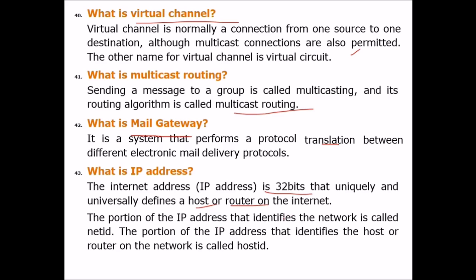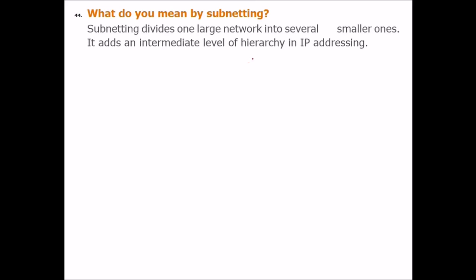The portion of the IP address that identifies the network is called the net ID. The portion that identifies the host or router on the network is called the host ID. So our IP address is divided into two parts, the net ID and the host ID. Different classes of IP addressing are there to uniquely identify a host or router on the internet. What do we mean by subnetting? We have already seen this. Subnetting divides one large network into smaller ones, so it adds an intermediate level of hierarchy in IP addressing.